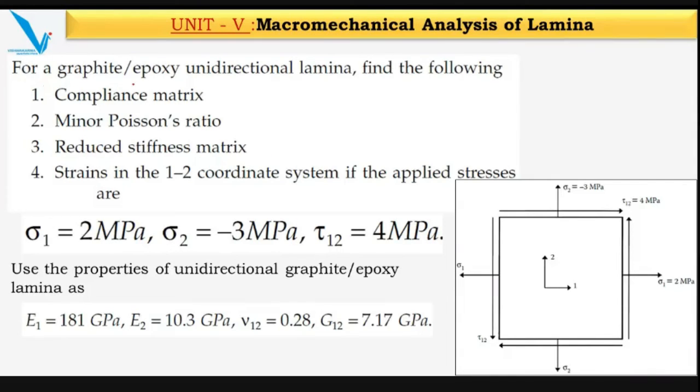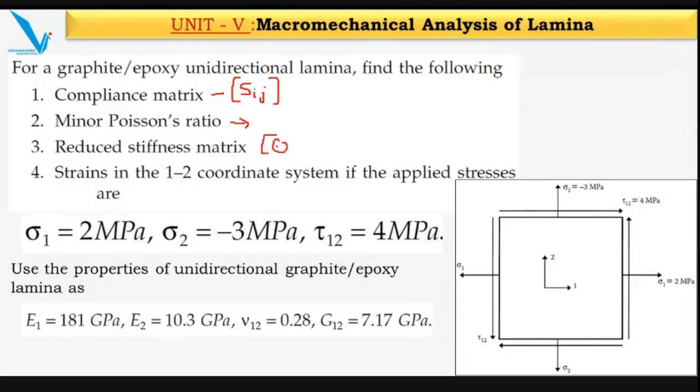For a graphite epoxy unidirectional lamina, find the following. Find the compliance matrix. Compliance matrix means where all the S coefficients, all the Sij coefficients, you have to find out. You have to find out the minor Poisson's ratio. I have discussed the major and minor Poisson's ratio. You have to find out the reduced stiffness matrix, that is the Q matrix.